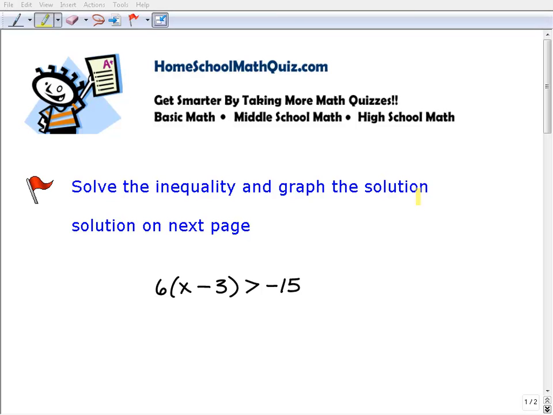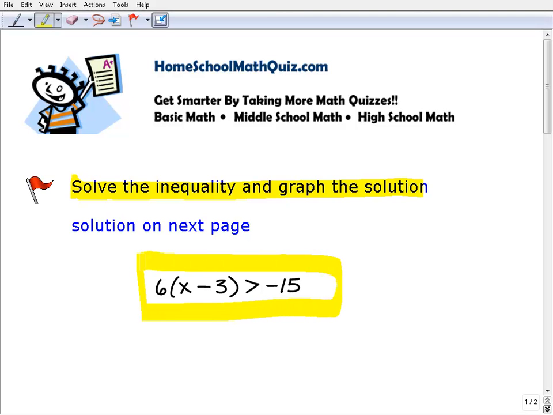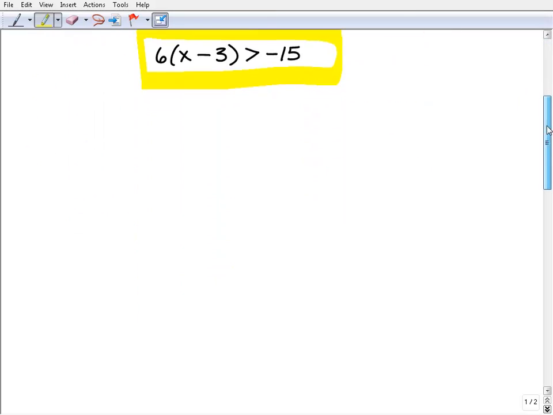Okay, so let's go ahead and take a look at our quiz problem here. It says solve the inequality and graph the solution. So here is the problem. And if you haven't tried it, maybe you want to pause the video and see if you can do it before we take a look at the solution.